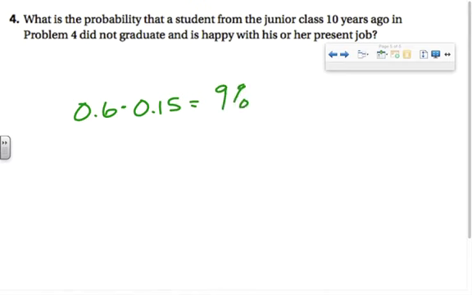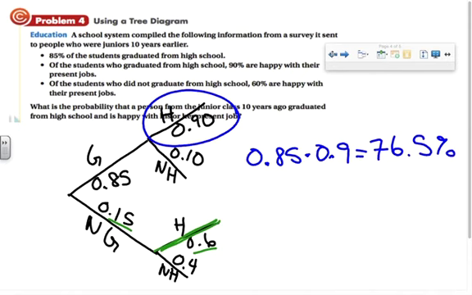If there was ever an example that made you want to stay in high school, this is a good one. 9% compared to 76.5%. Think about it.